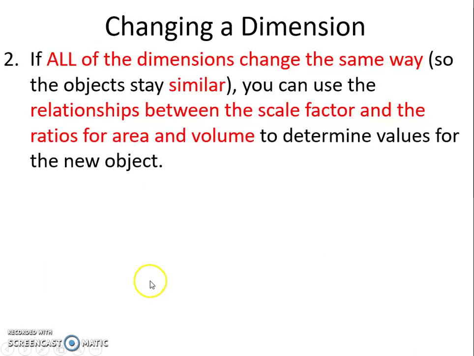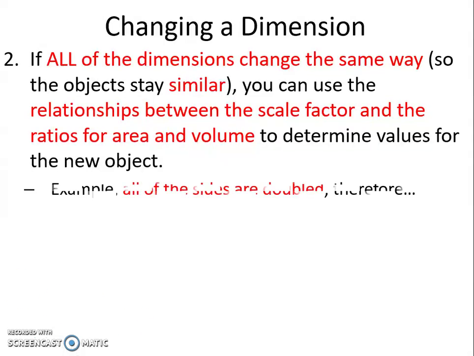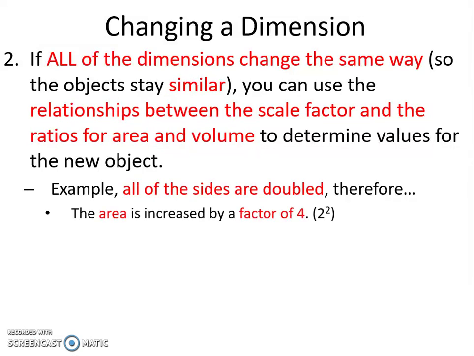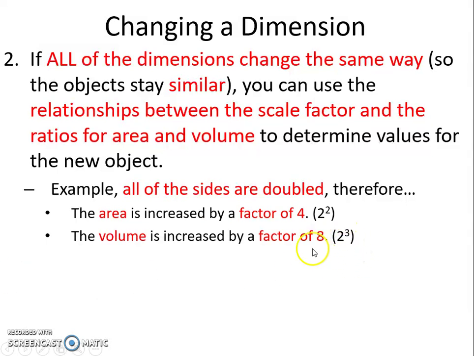Number 2, if all of the dimensions change the same way, so the object stays similar, you can use the relationship between the scale factor and the ratio for area and volume to determine values for the new object. So for example, all of the sides are doubled. Therefore, the area is increased by a factor of 4. That's 2 squared. The volume is increased by a factor of 8. That's 2 to the 3rd power.